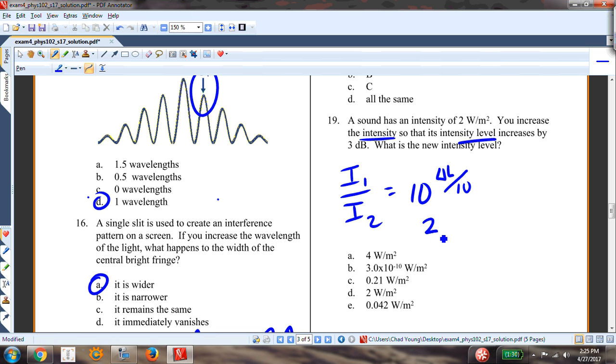So here, I1 is 2 over I2, and that's equal to 10 to the 3 over 10, 10 to the 0.3, which is equal to 2. I'm sorry, I got this backwards. This should be I2 over I1. This doesn't work out right.